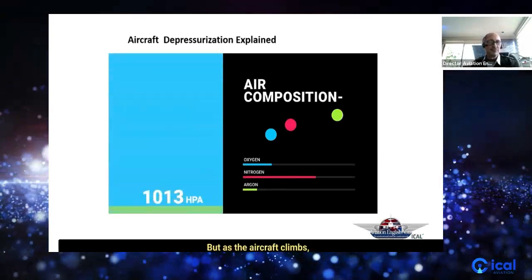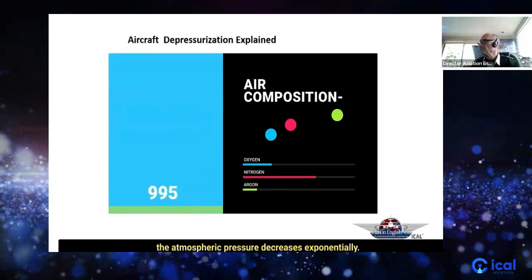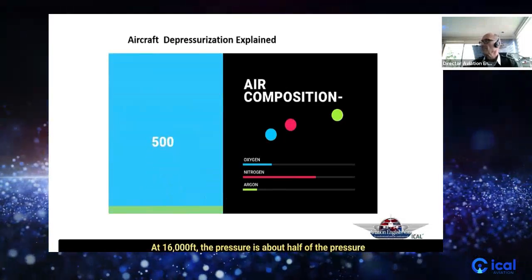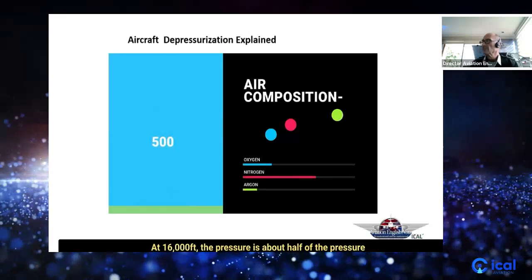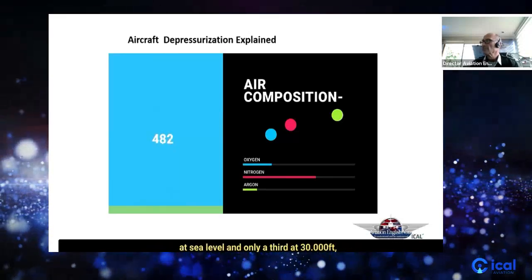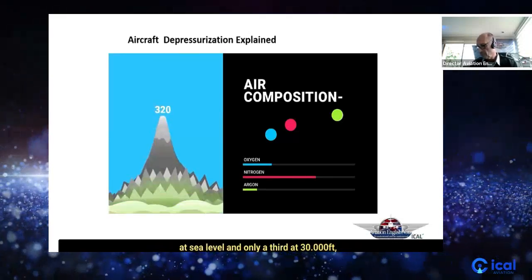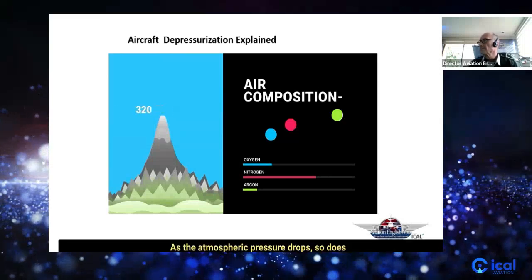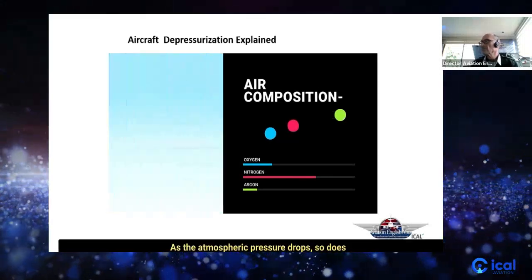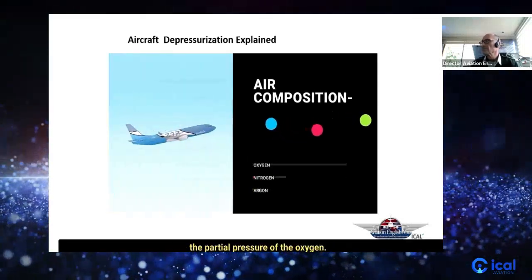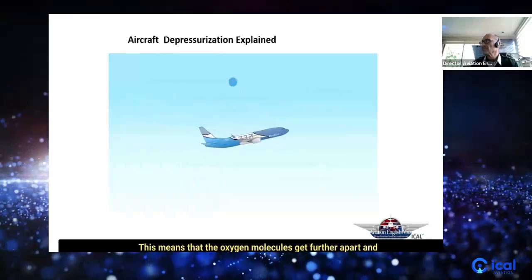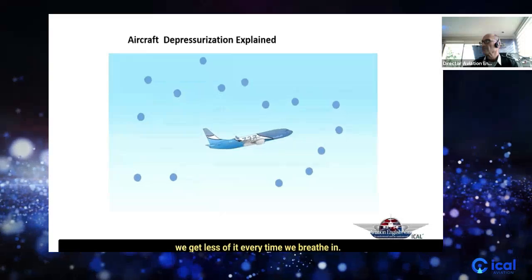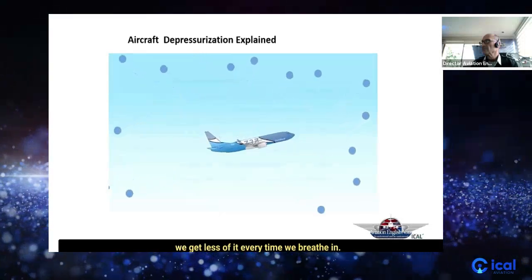But as the aircraft climbs, the atmospheric pressure decreases exponentially. At 16,000 feet, the pressure is about half of the pressure at sea level, and only a third at 30,000 feet, the summit of Mount Everest. As the atmospheric pressure drops, so does the partial pressure of the oxygen. This means that the oxygen molecules get further apart and we get less of it every time we breathe in.